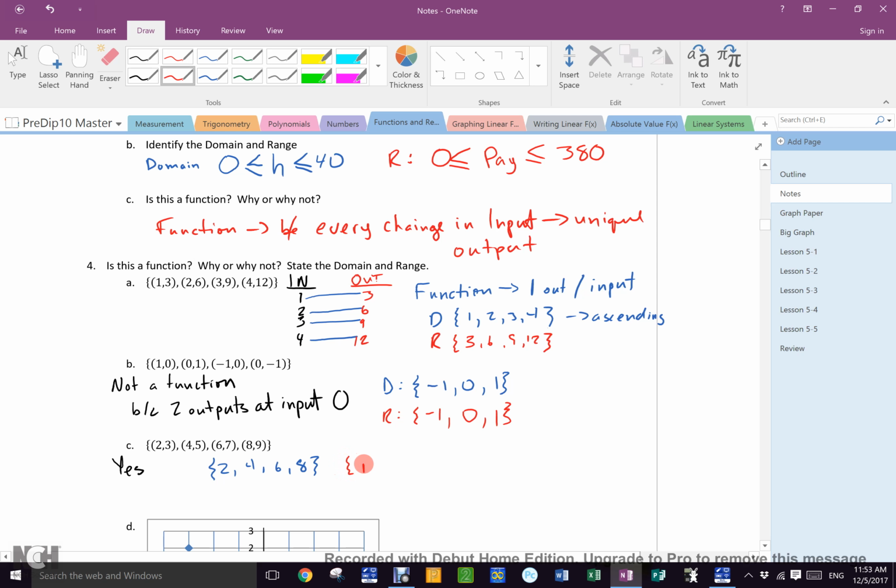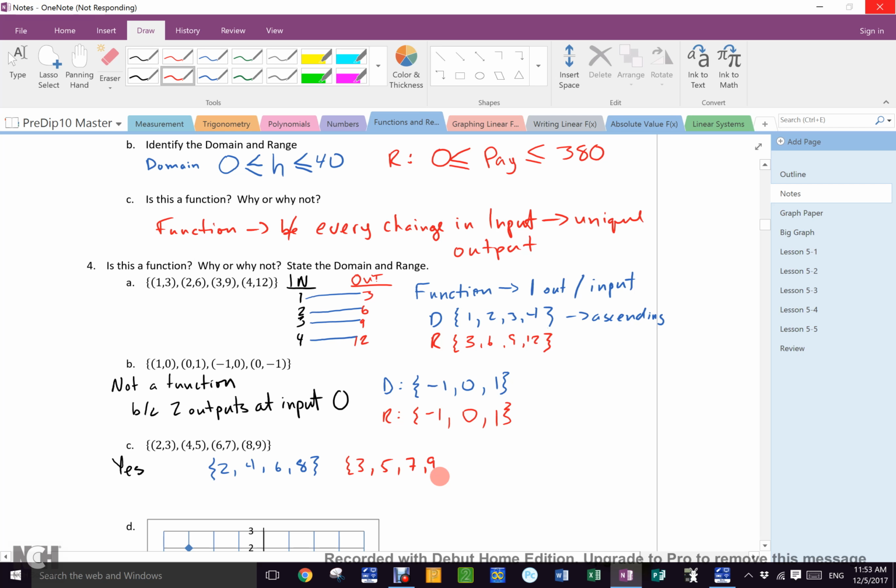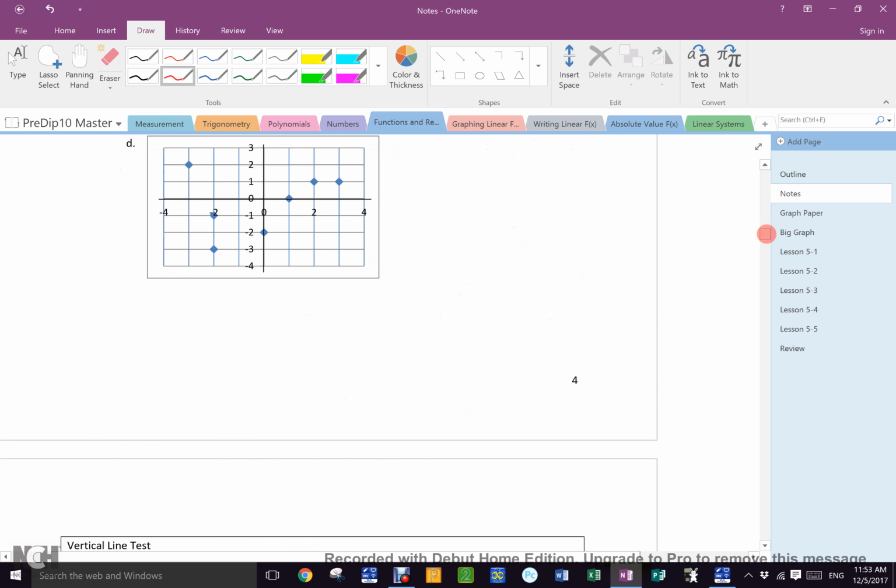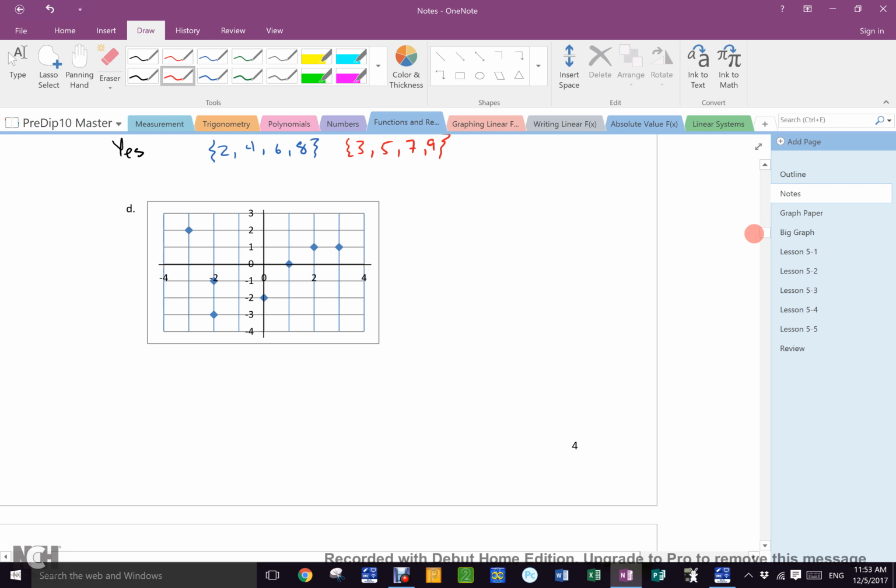And what's my range? 3, 5, 7, 9. Can everybody handle the series of points? Great. Now we move on to another way we can illustrate relations and functions, from a graph. Remember I told you that you've got to know 5 ways to do it. Looking at that, tell me, what do you know about it? Function or not? Domain and range. Go.